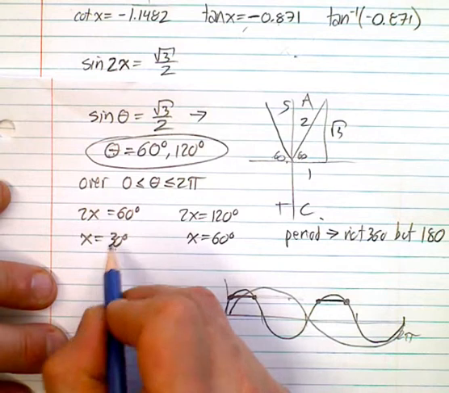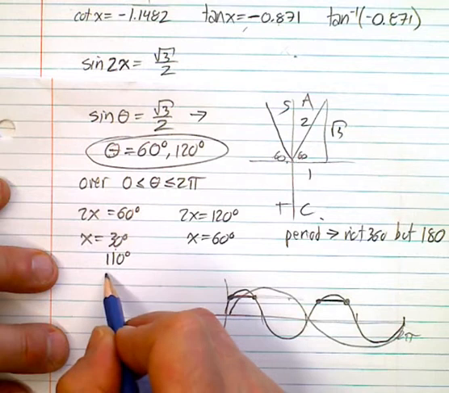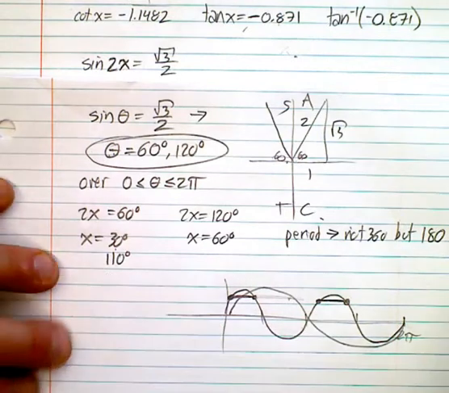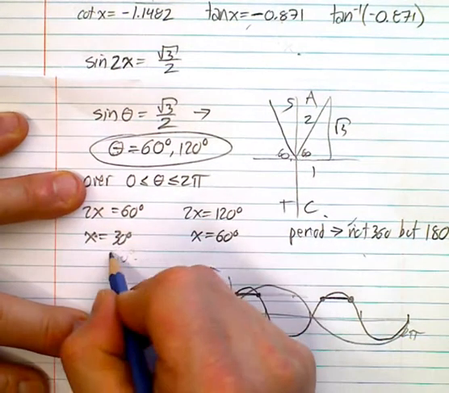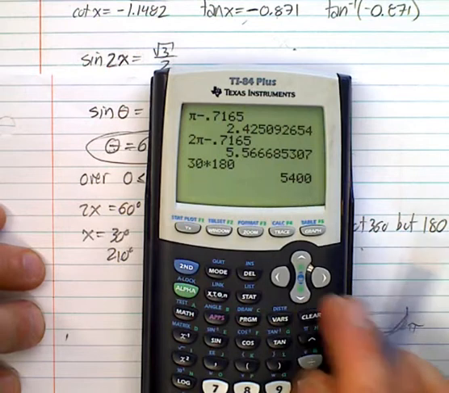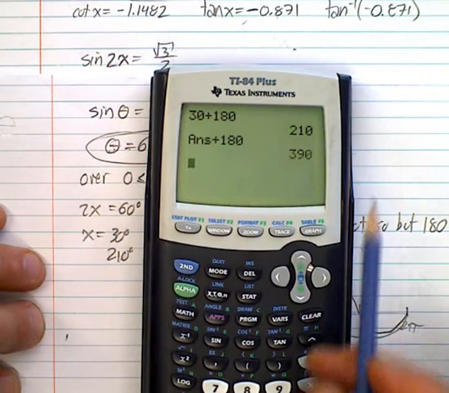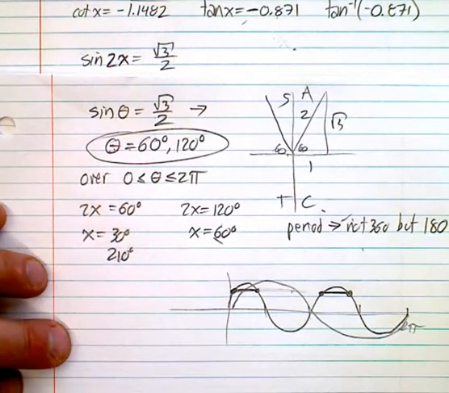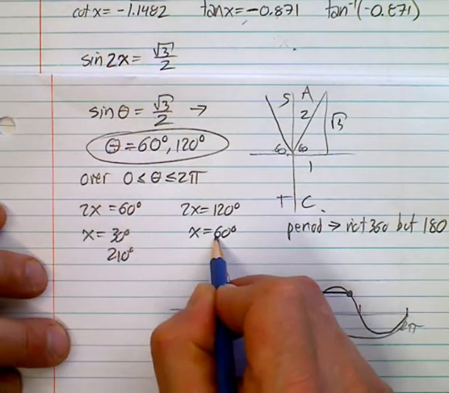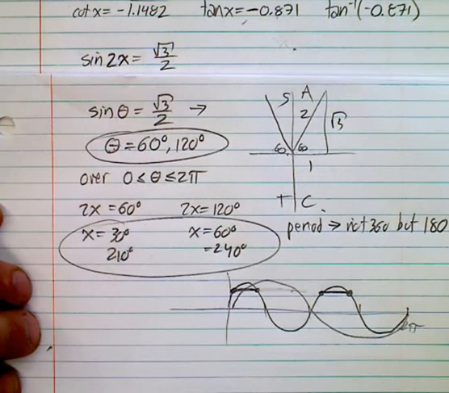So 30 plus 180 is 210 degrees. Plus another 180 would be, what would it be? That's beyond. So look at this. If I go 30 plus 180, I get 210. That's still within my 360. If I add another 180 degrees, I'm beyond my 360. So these are the only 2 answers, right? Now, x is 60 here. If I add another 180 degrees, it's going to be 240 degrees. So these end up being all my answers, okay?